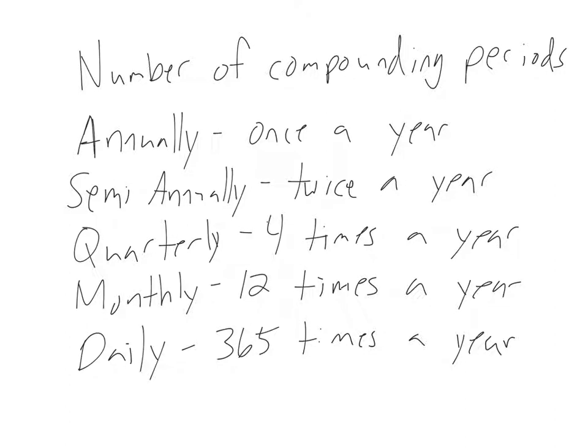The most common compounding periods we will see: annually means it happens once a year, so you take 1 times the number of years. Semi-annually happens twice a year, so you multiply the number of years by 2 to get the number of periods. Quarterly is 4 times a year, so 4 times the number of years. Monthly is 12 times a year, so 12 times the number of years. Daily is 365 times a year, so you do 365 times the number of years.